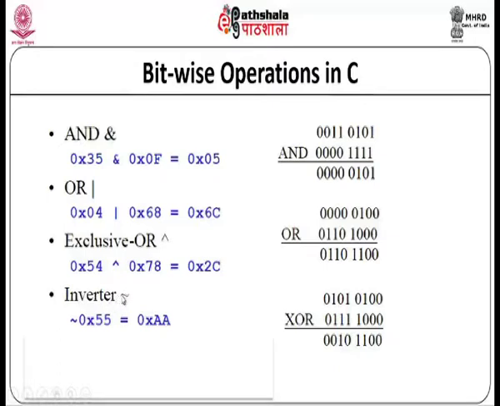The next symbol is the inverter symbol. Because it is inversion, we do not need two operands, only one operand. When we put the inverter symbol before 0x55, it is inverted, so that we will be getting a value of 0xAA.